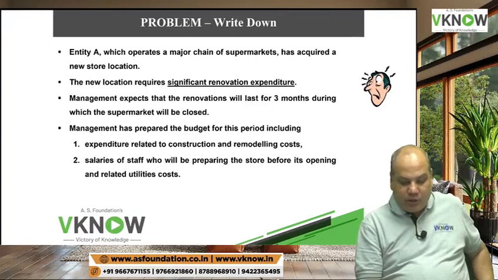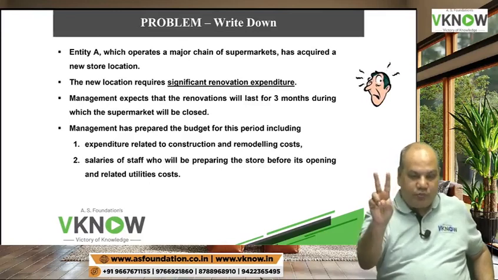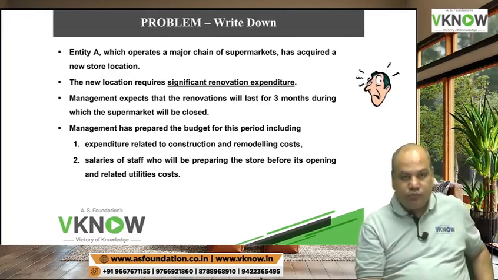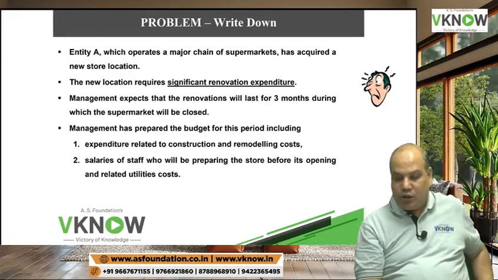Management has prepared the budget for this period, including, now there are two costs. Write down these costs. One, expenditure related to construction and remodeling cost.